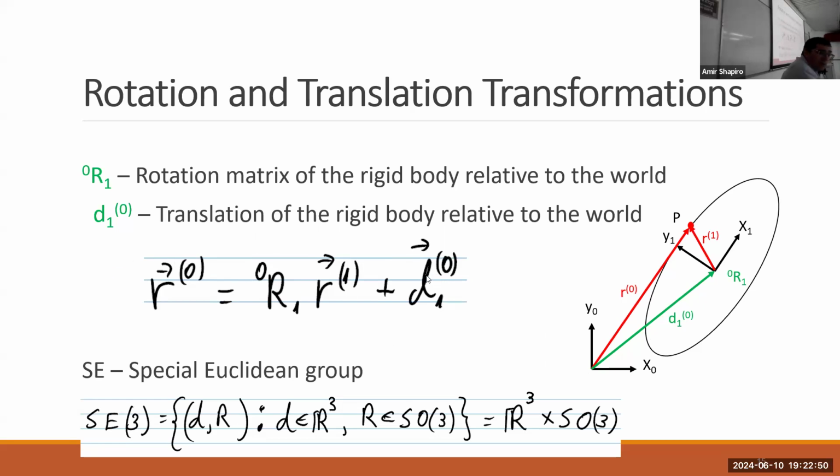And therefore, we get the location of this point in the 0 reference frame. And now we can define the special Euclidean group SE3, which is two parameters, D and R, where D is the translation vector and R is the rotation matrix, as you can see here.